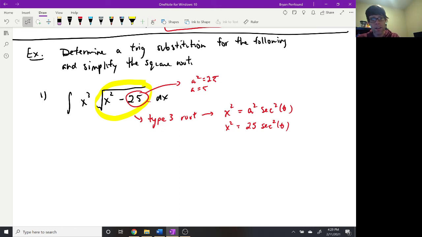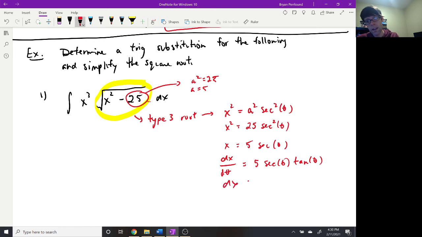Okay, once we have this, we are going to apply the square root. So we know that x is equal to 5 secant theta. And then we're going to take the derivative, because we're going to need to replace this dx with something in terms of d theta. So dx with respect to theta is 5 times the derivative of secant theta, which is secant tan.